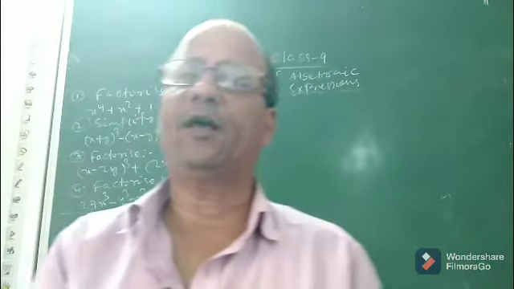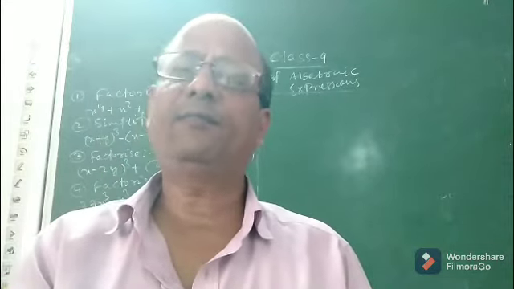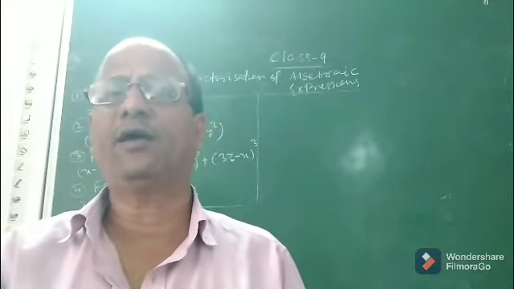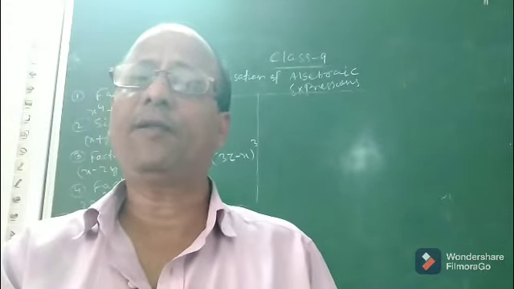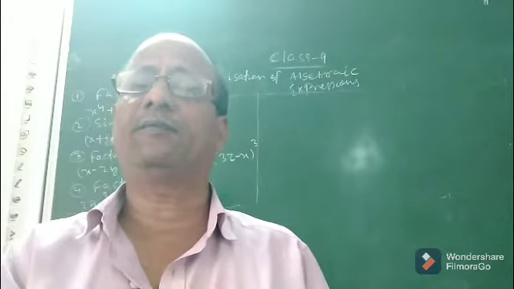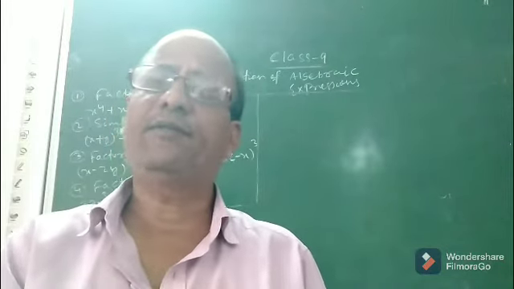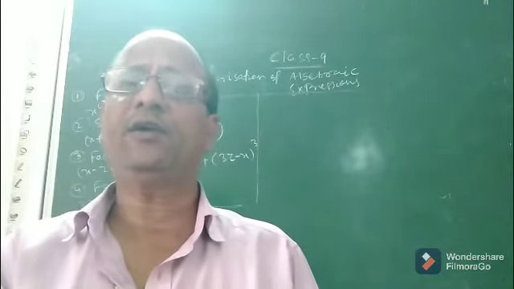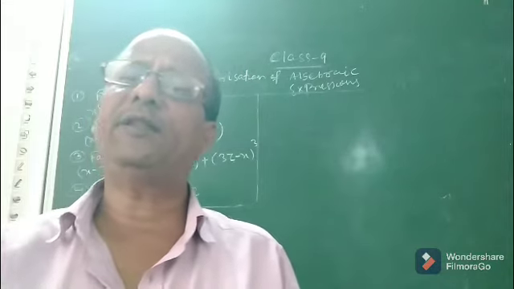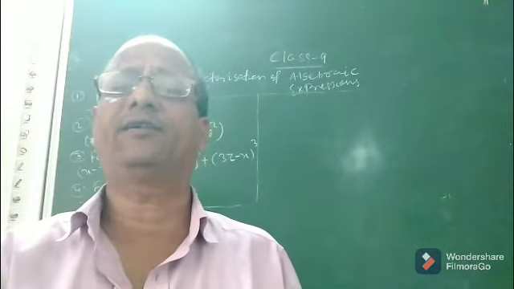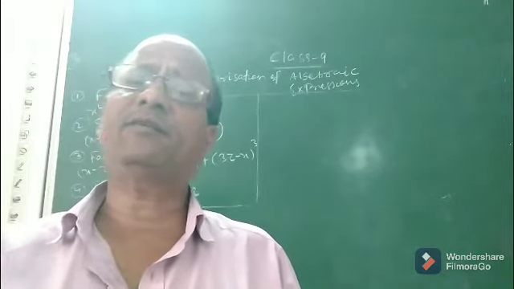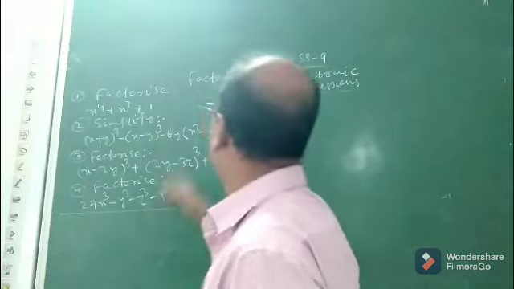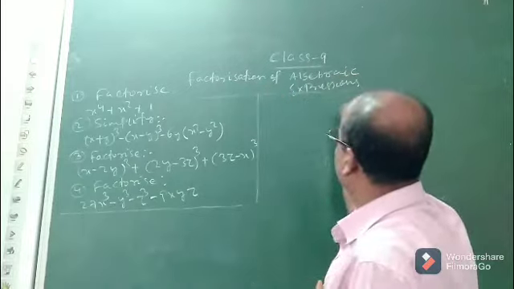Children, in the previous class, we had completed the chapter polynomial. I think everything I had discussed: factor theorem, remainder theorem, how to apply the concept of factor theorem and remainder theorem to problems. Everything was discussed in detail. Children, before that I had discussed many algebraic identities. And today, let us complete the chapter by discussing some problems on factorization of algebraic expression.